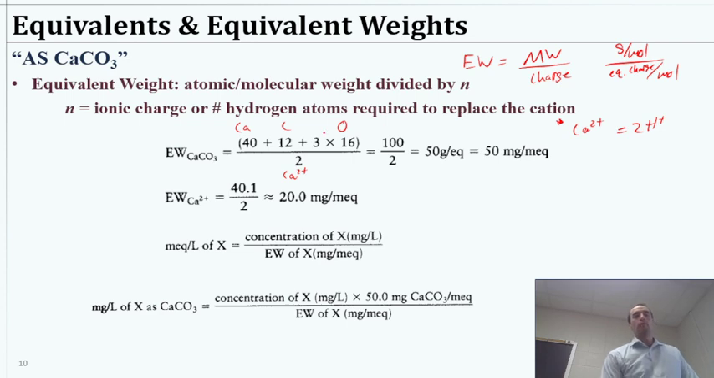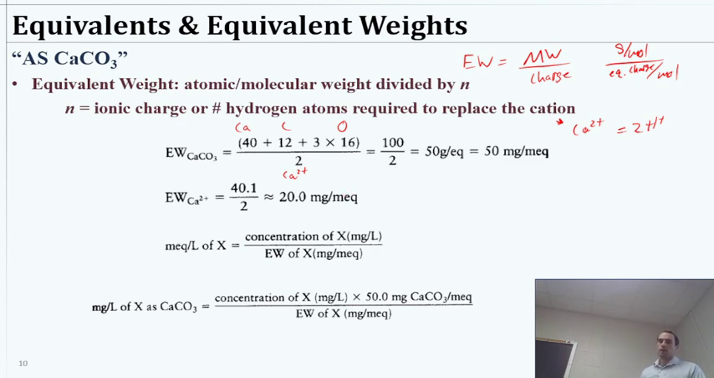So the equivalent weight for CaCO3, we're dealing with milliequivalents. That's where the equivalent weight comes from, right? That would be 50 milligrams per milliequivalent. If we were to just look at the Ca2 plus here, we would take 40.1 divided by 2, approximately 20 milligrams per milliequivalent. So you can do that for anything, right?